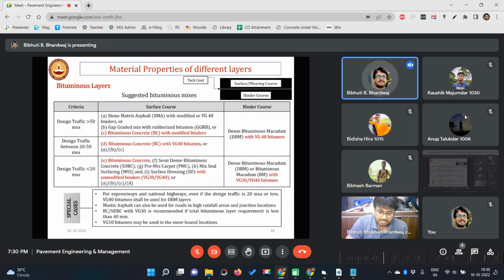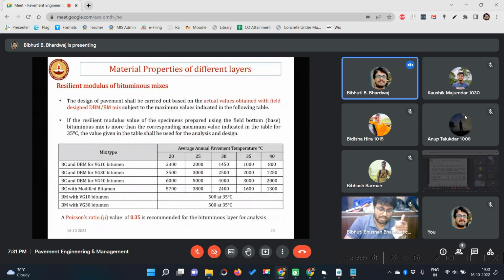Then bituminous layers. For bituminous layers, what should be the modulus of resilience? And we know that this modulus of resilience depends on the bitumen type you are using. So which bitumen to be used, which bituminous mix to be used based on the traffic criteria, that also we learned. So for surface as well as binder, we learned for both based on the traffic. Okay, so after that we learned what should be the modulus of resilience of that.